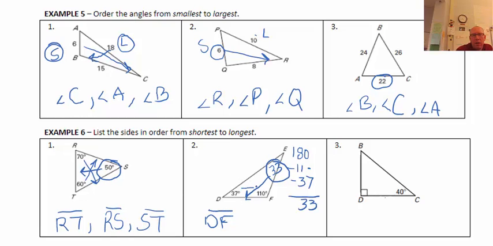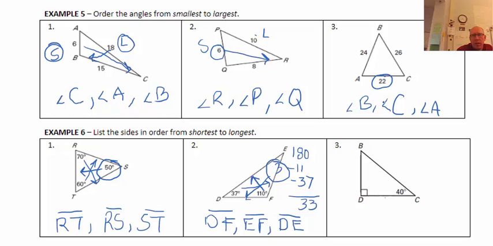We can now then do the 37 across from the EF side that it creates, or that it controls in our triangle. And finally, 110 being the largest angle, it should be opposite or controlling the largest side. So we have D to E there as well. So that would be our sides listed from shortest to longest.